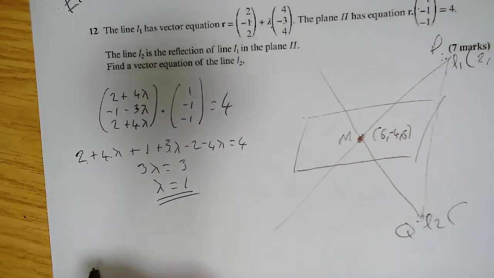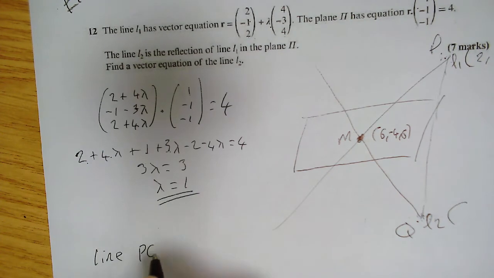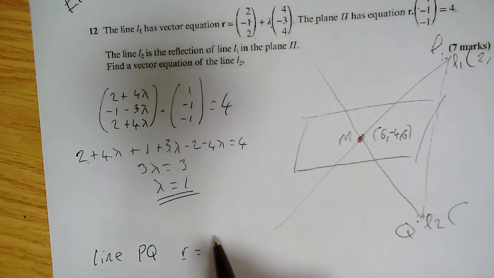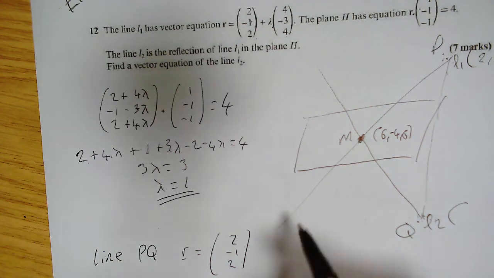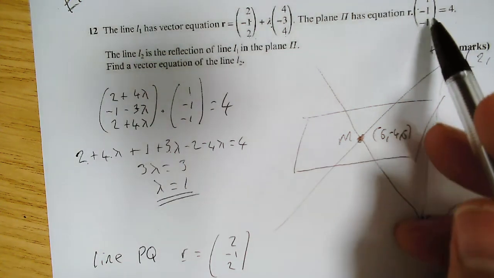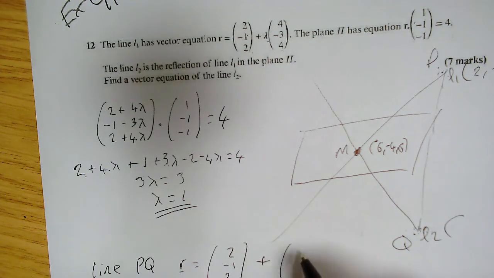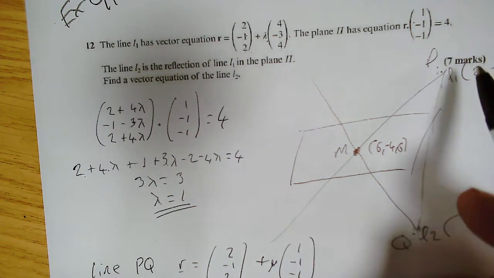Now the line PQ has, I know, a jumping on point of 2, negative 1, 2 is a good jumping on point. I also know it's in the direction perpendicular to the plane. So I can say just any parameter there, just call it mu, times (1, negative 1, negative 1). So that is the line PQ, and I'm going to try and find that.